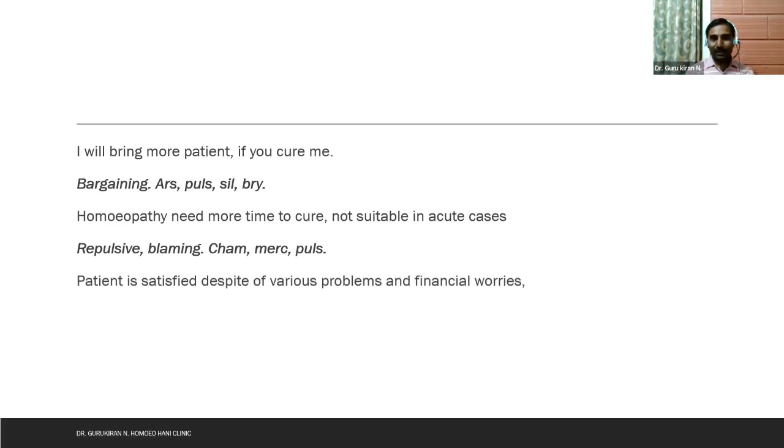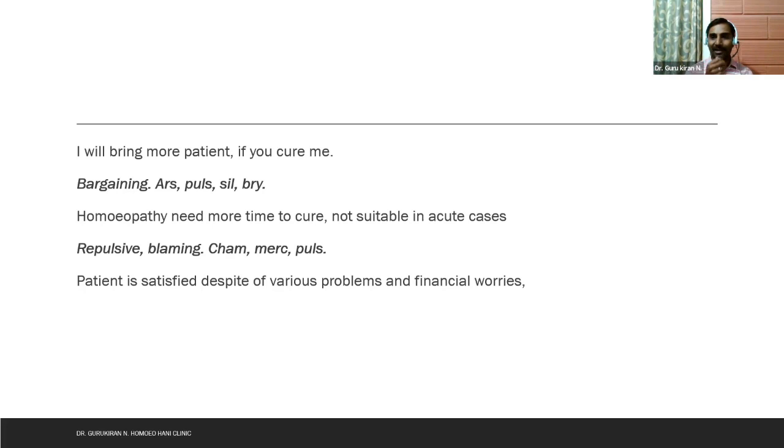Another thing is, the patient is satisfied despite various problems and financial worries. This we get in our clinic. Also, we can think of their occupational environment retrospectively. Despite having so many problems, so much pressure, so many targets in their workplace, they'll say, "It's okay, sir, I'm satisfied."